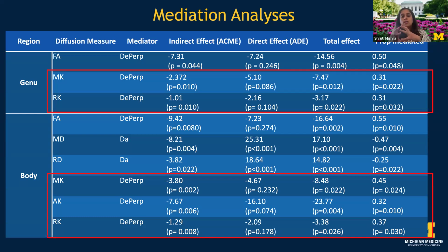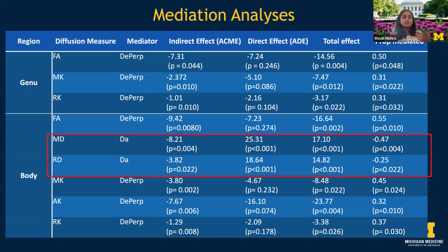Again, this result suggests that kurtosis is thought of as a measure of tissue heterogeneity. And this result suggests that myelination, again, may be the important mechanism underlying that tissue heterogeneity reflected in impaired kurtosis when we're using that to predict cerebral small vessel disease.